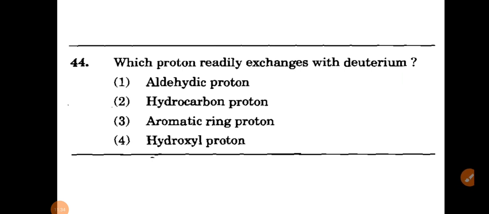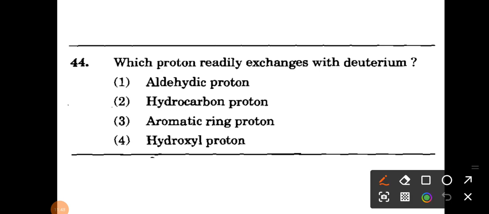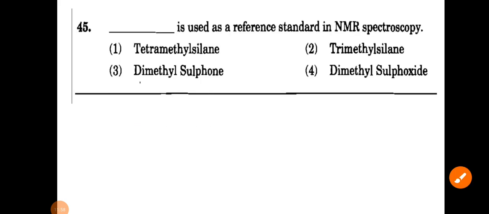The next question: which proton readily exchanges with deuterium? Aldehydic, hydrocarbon, aromatic ring and hydroxyl proton. What is the option here? That is our hydroxyl proton, right? So these readily exchange with deuterium. Okay, so the next one, dash is used as a reference standard in NMR spectroscopy. The options are tetramethylsilane, trimethylsilane, dimethyl and dimethyl sulfoxide. What we are using is TMS, right?